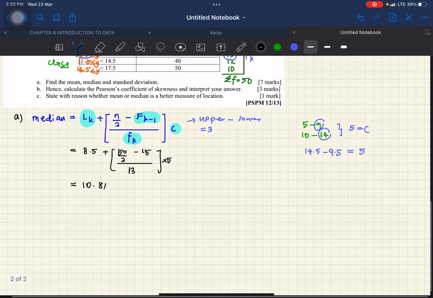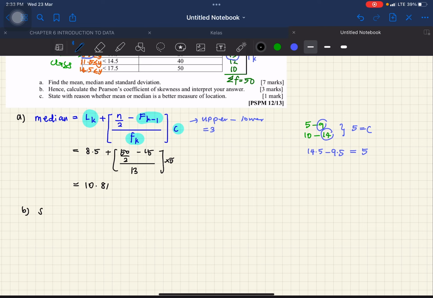So, kat mana saya tulis? B. So we use the SK is equal to mean minus median over standard deviation. Okay, don't forget to multiply with 3 dekat atas. Okay, so settle. So apa nilai yang awak dapat dekat sini is, I think it's negative 0.07. Is it 0.071? Betul. Okay, so dapat nilai negatif.